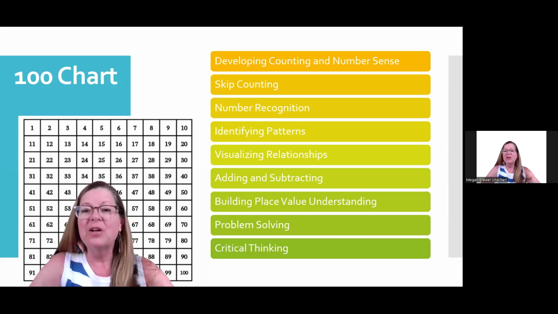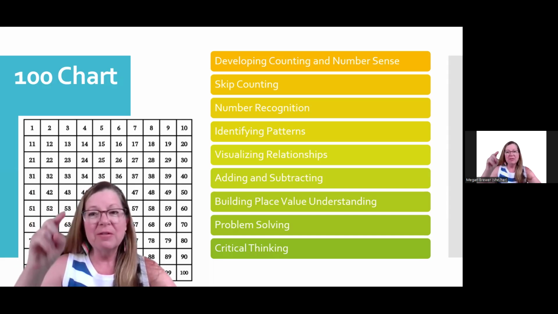Also, by working within the 100 chart, children can develop an understanding of place value as they see how numbers are composed of tens and ones. This chart can be used to solve various math problems, such as finding a number that is 10 more than a given number and 10 less than a given number.